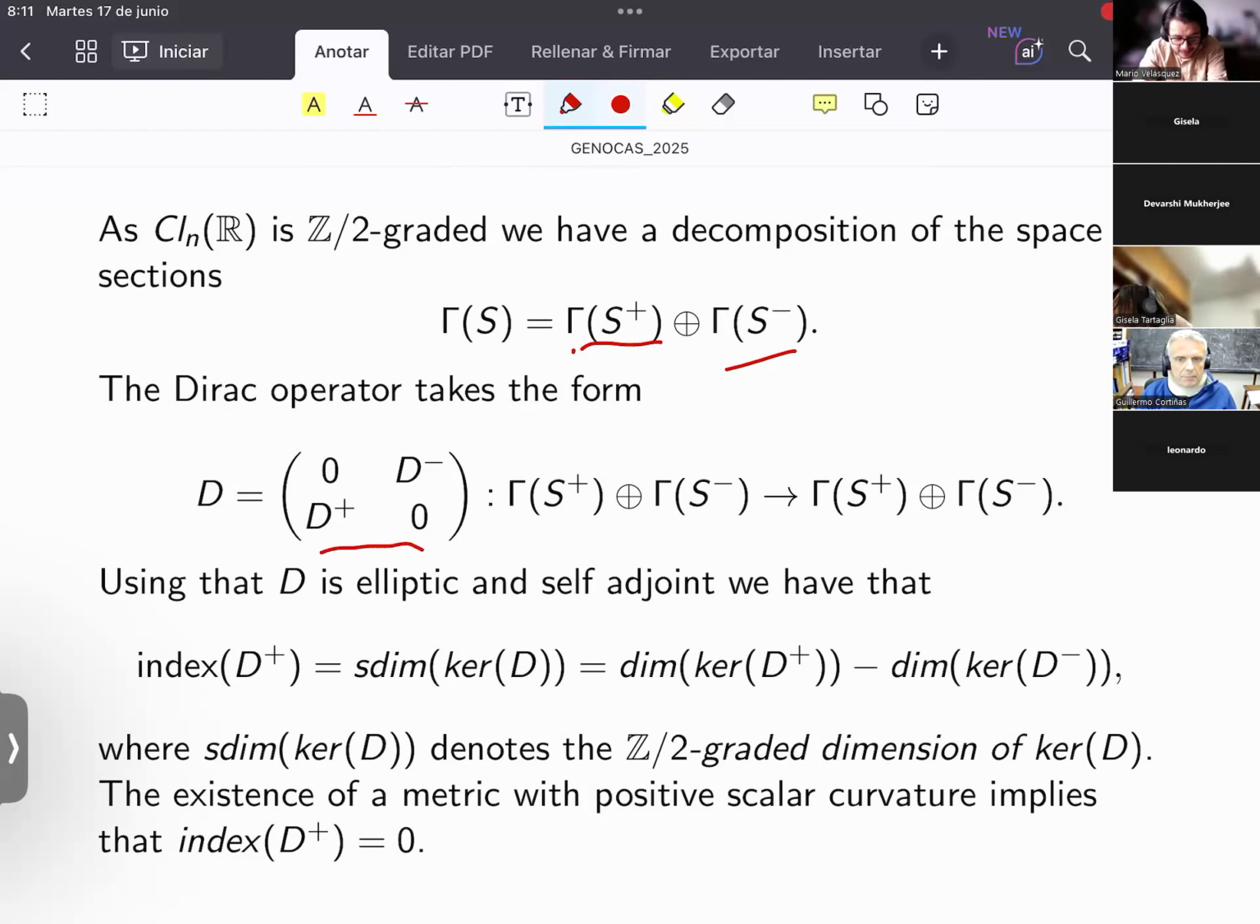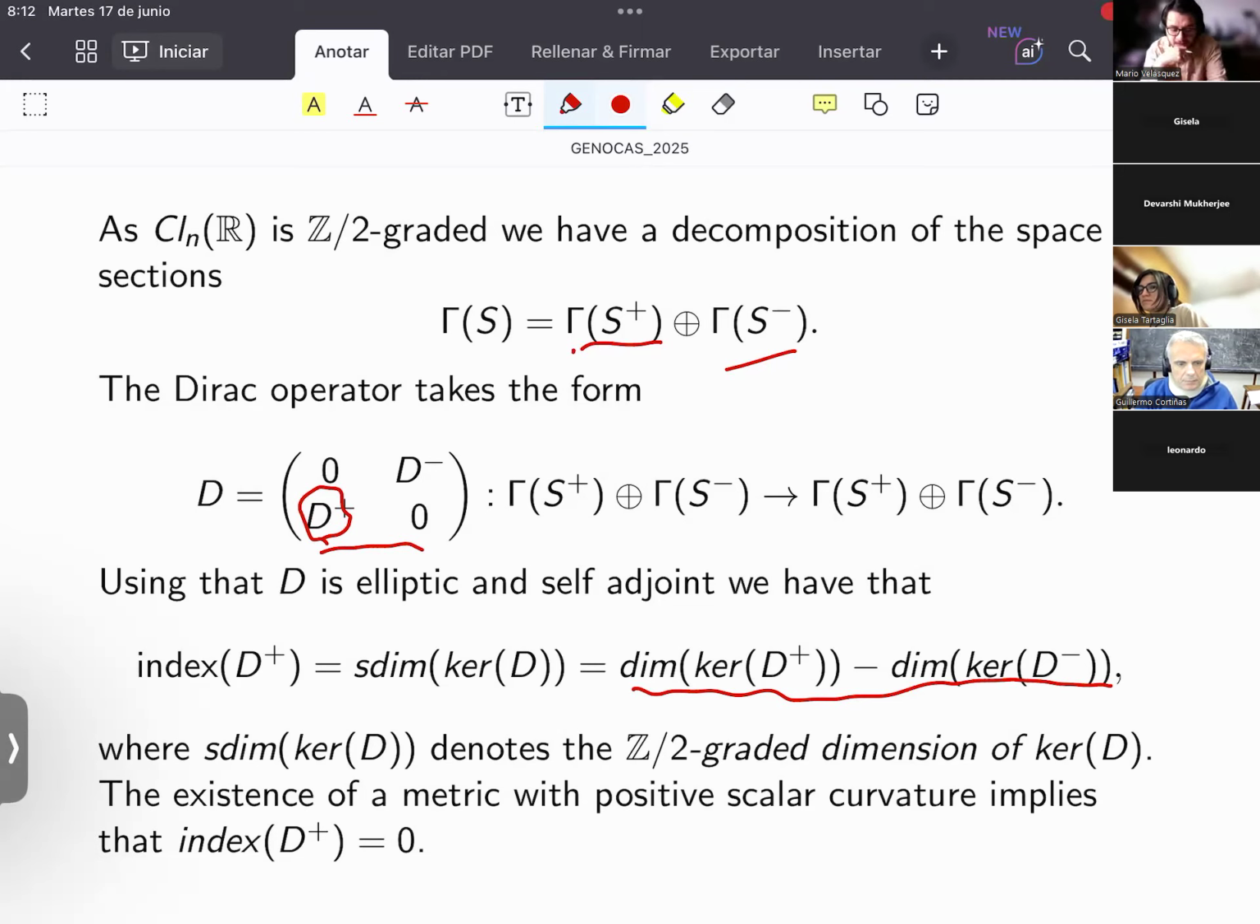and as D is an elliptic and self-adjoint operator, we can compute the index of D plus, defined as the dimension of the kernel of D plus minus the dimension of the co-kernel. But the co-kernel of D plus is equal to the kernel of D minus, and this expression is equal to the superdimension of the kernel of D. But we already know that if M admits a metric of positive scalar curvature, this superdimension is 0. Then the existence of a metric with positive scalar curvature implies that the index of D plus is 0.